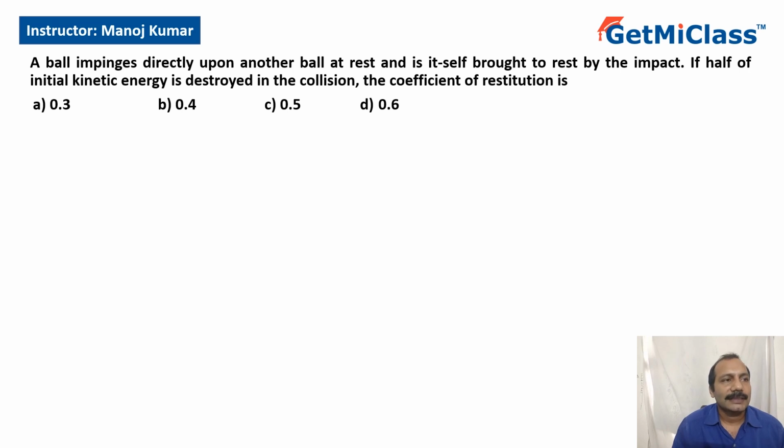This question says a ball impinges directly upon another ball at rest and is itself brought to rest by impact. If half of the initial kinetic energy is destroyed in the collision, the coefficient of restitution is. So here neither mass nor velocity is given. That means we are required to find both of them.